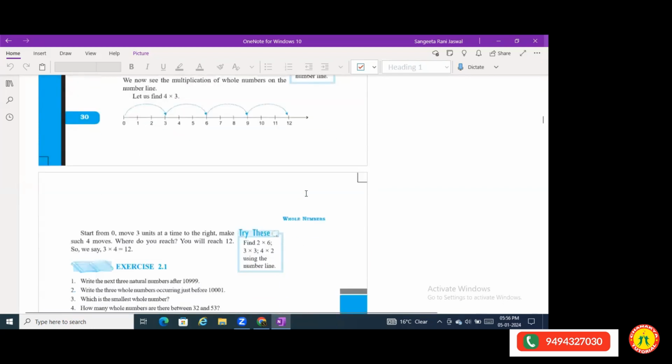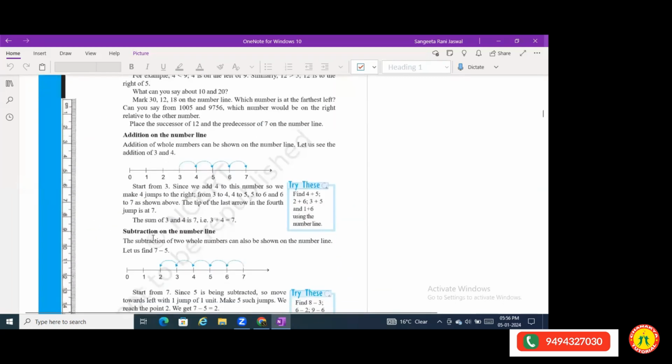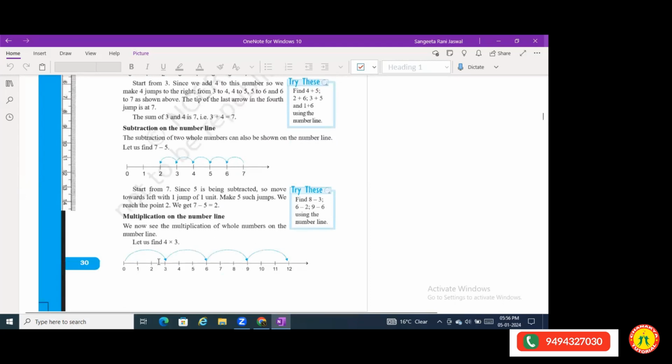So coming to this exercise part now. Do you have anything to ask in this part? Addition on number line, any doubts here so that I can explain? Subtraction on number line, multiplication on number line. Multiplication on number line, suppose I have 4 into 3. I take 4 steps, 3 at a time: 3, then 3, then 3, 3. 3 ones is 3, first step. 3 twos is 6, second step. 3 threes is 9. 3 fours is 12, fourth step.